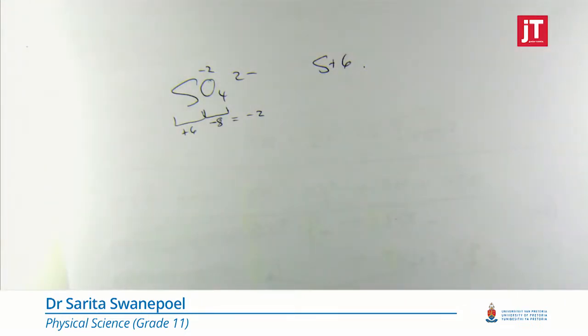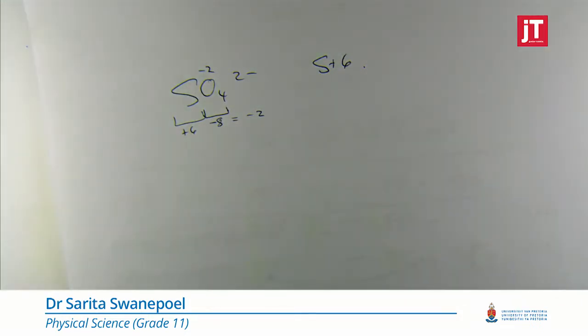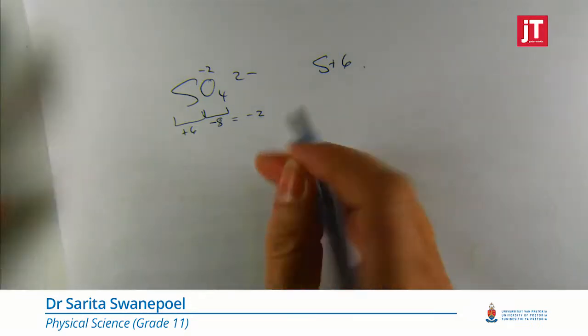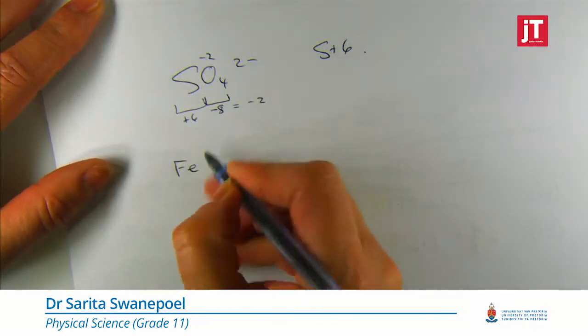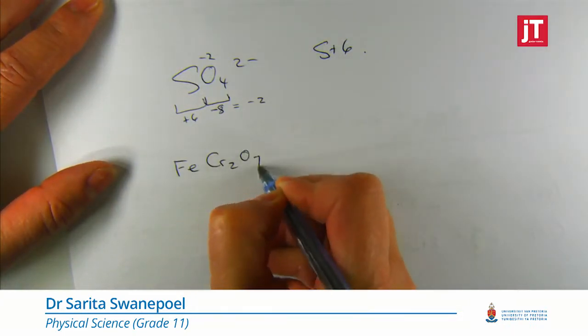What does it tell you about the sulfur? It gave off the outer 6. It's got noble gas structure. Right. Next one. We looked at SO2. Now we're going to look at FeCr2O7.